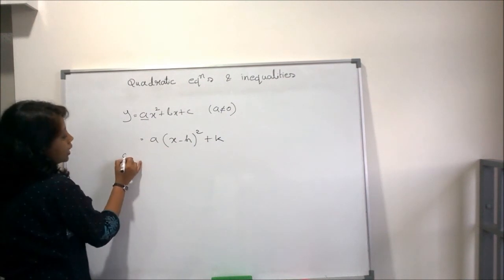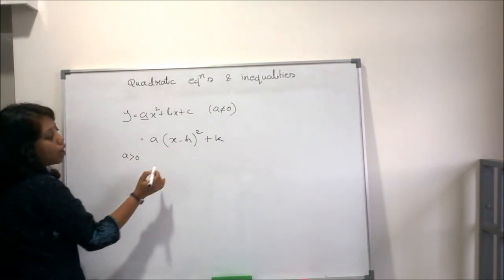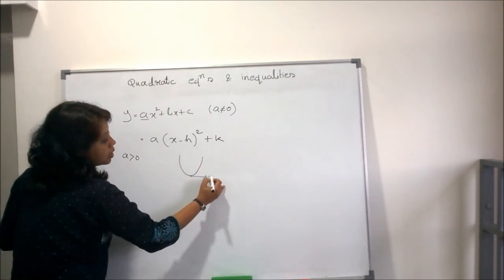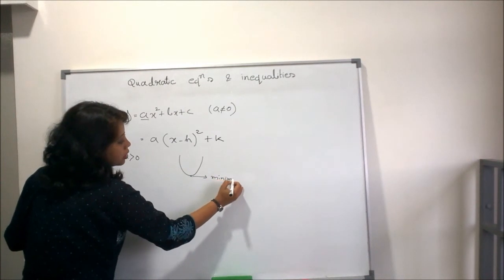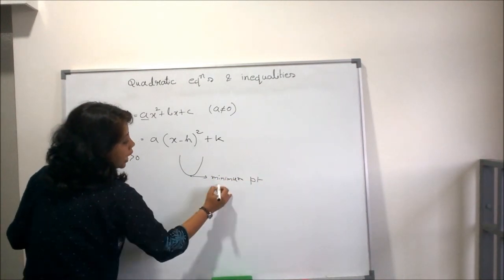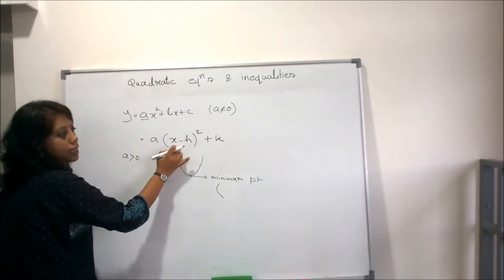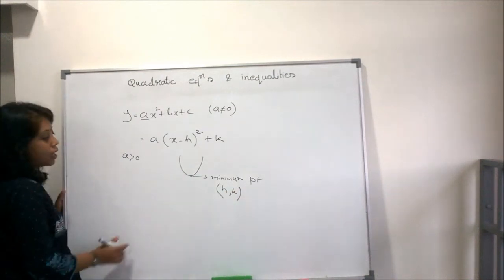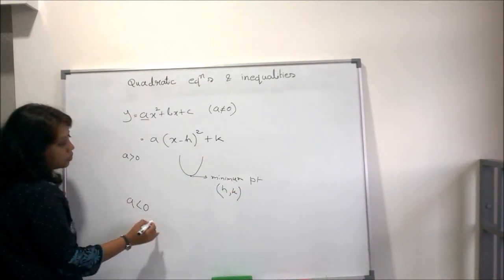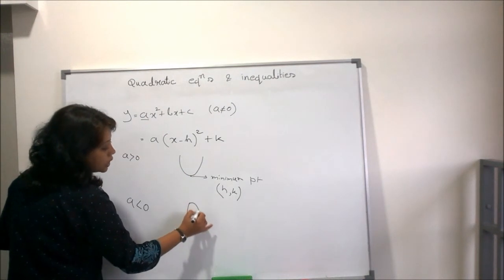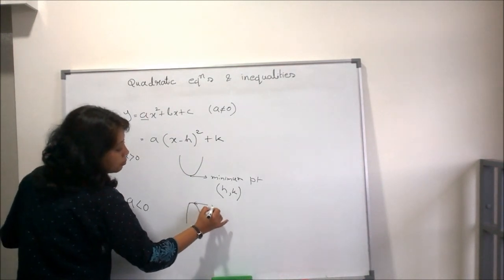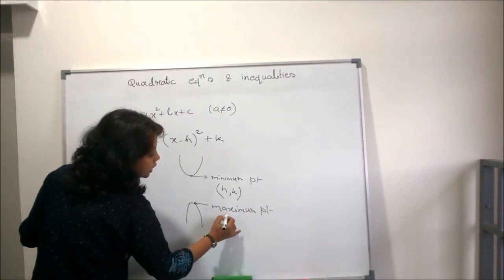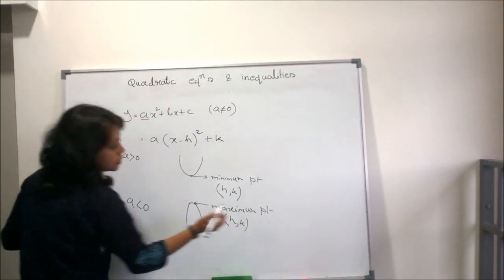And if a is greater than 0, then our curve will be of this form, and this point is the minimum point, and if we represent it in this way, it should be (h, k). Okay, and if a is less than 0, then our curve will be of this form, and that will be the maximum point, and in that case it is again (h, k).